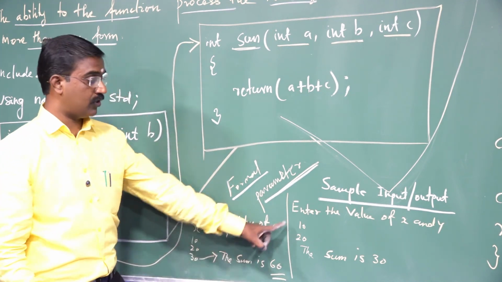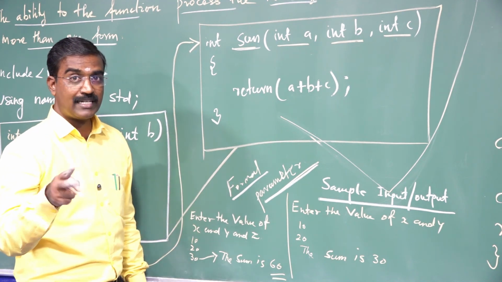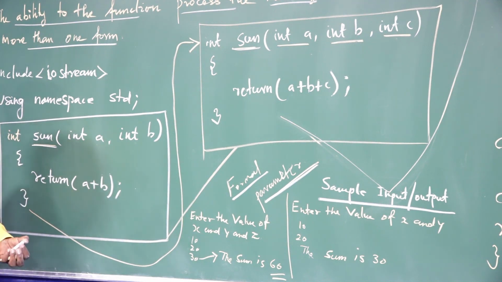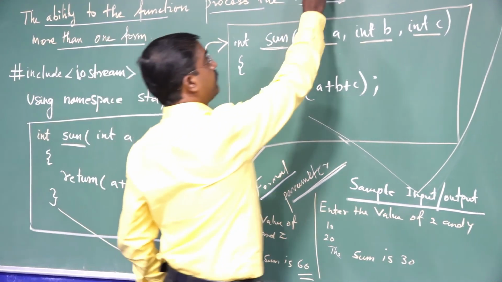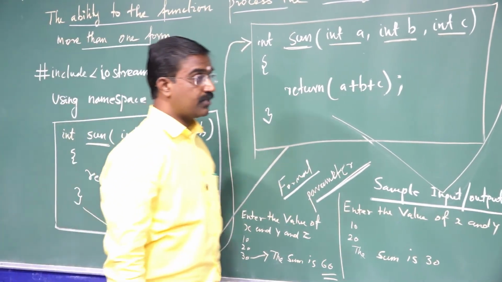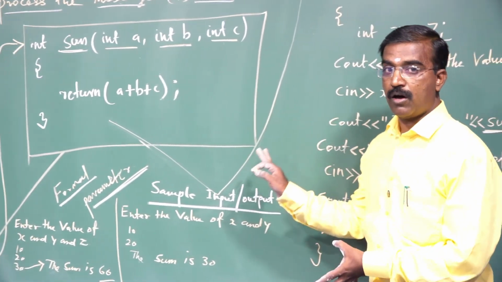Okay, this is 2 inputs, this is 3 inputs, 2 number addition, 3 number addition, but both are done in a single program. The method is function overloading. Okay, dear children, I think you can understand this program.